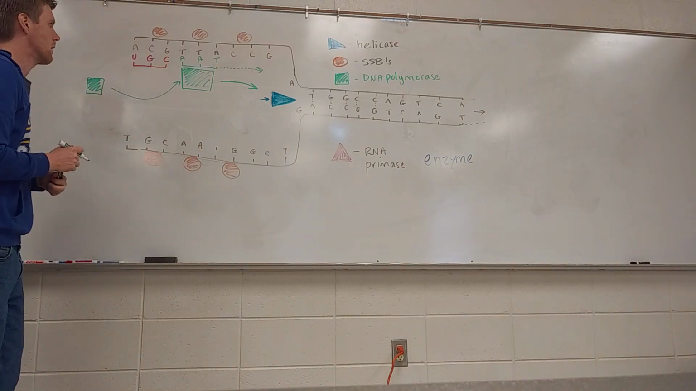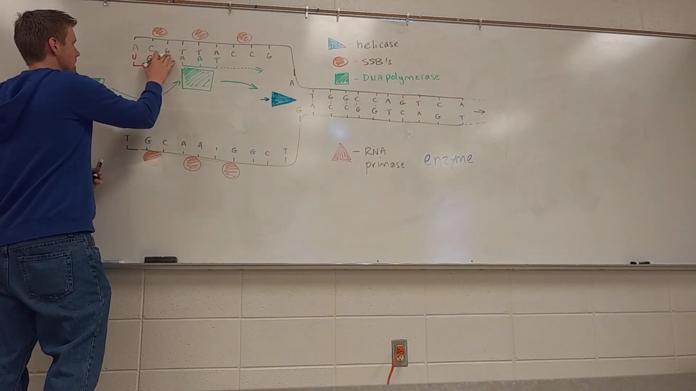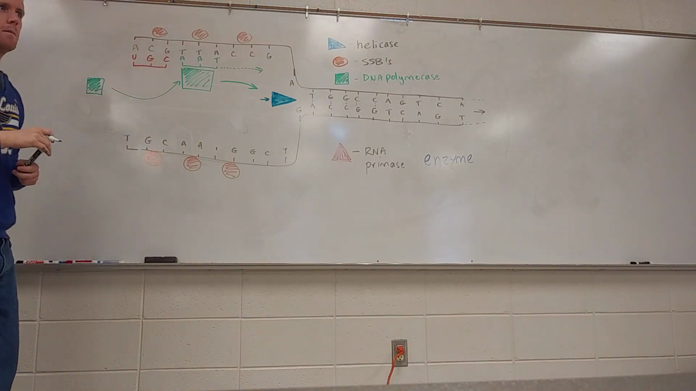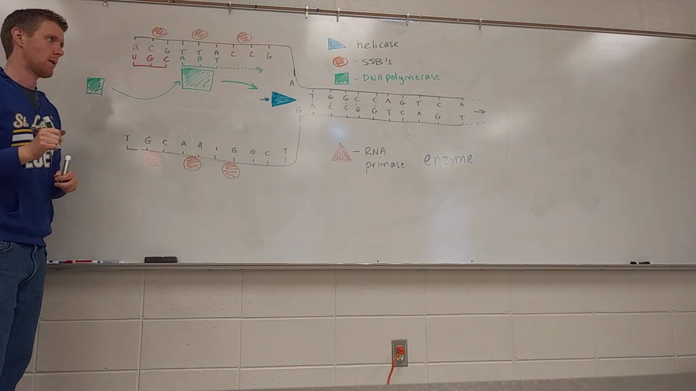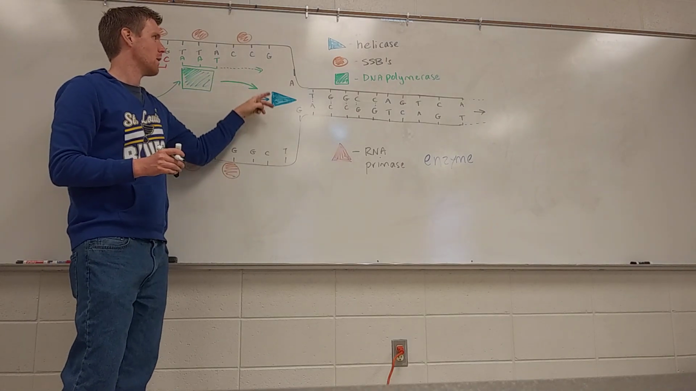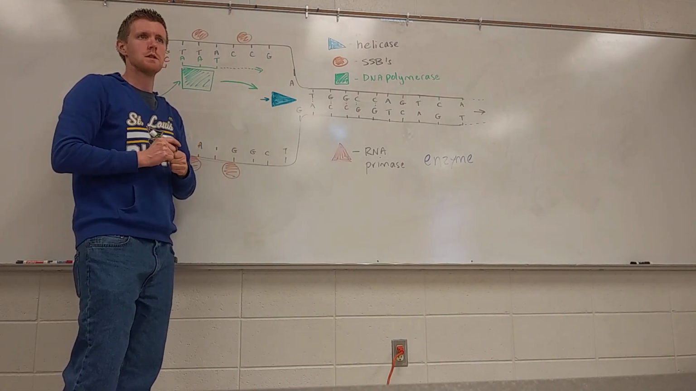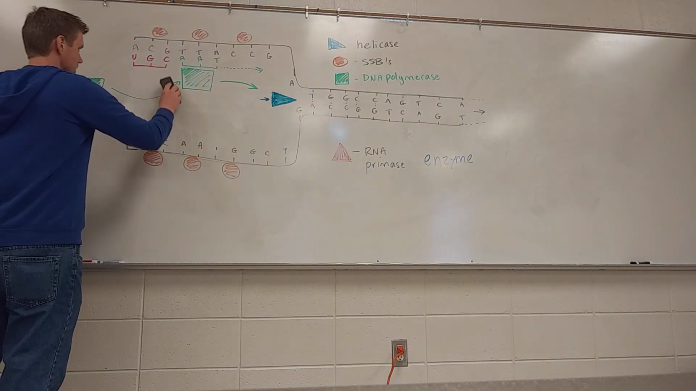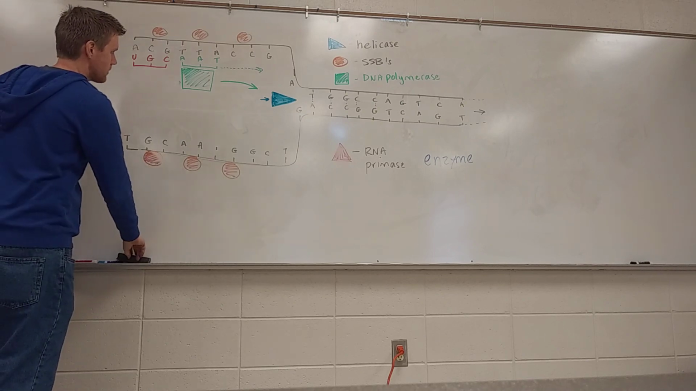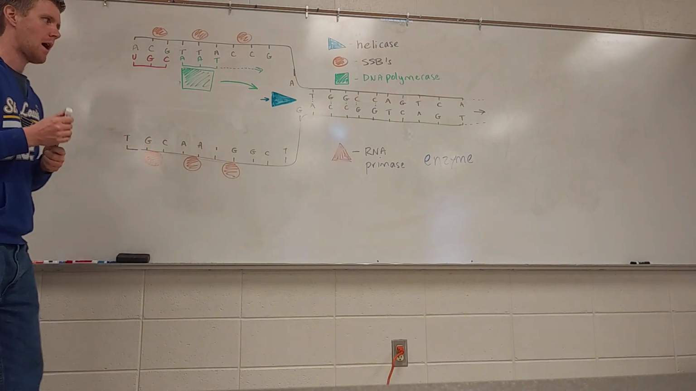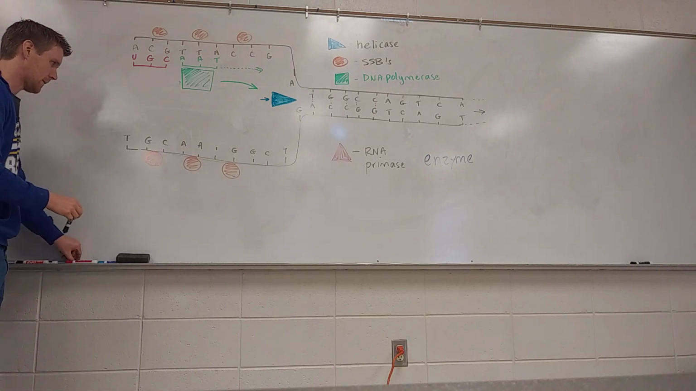Seems pretty simple. Eventually something will have to come in and replace this little piece of RNA with DNA, but that's something that happens a little bit later. So we've got DNA polymerase following the helicase. All seems to be going pretty well. I bet your next thought is, why doesn't the bottom half just do the same thing? Well, there is a problem with that idea.